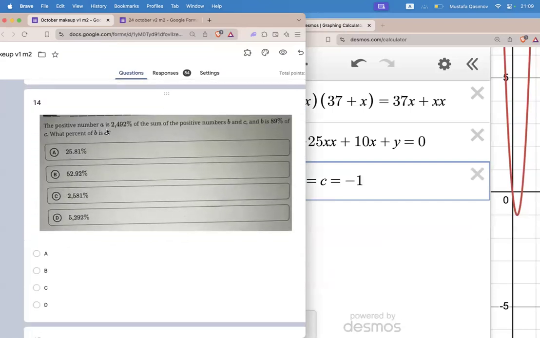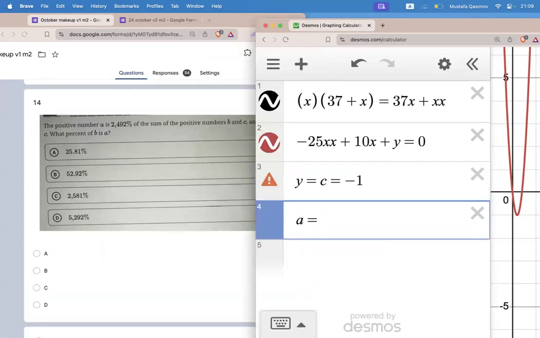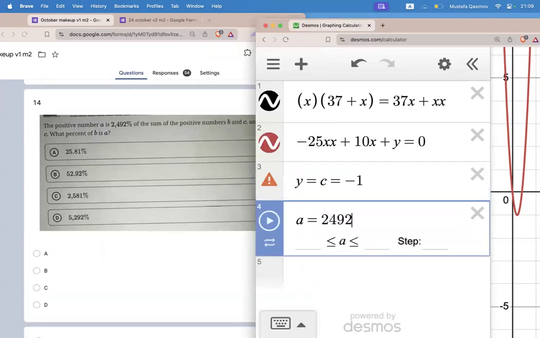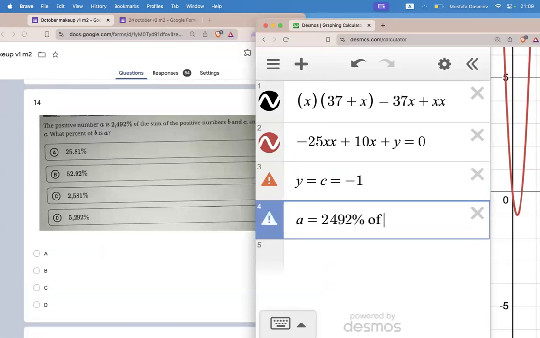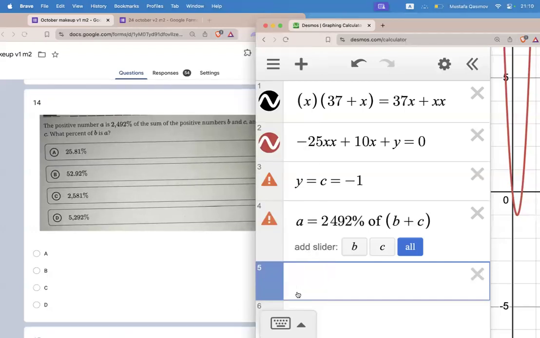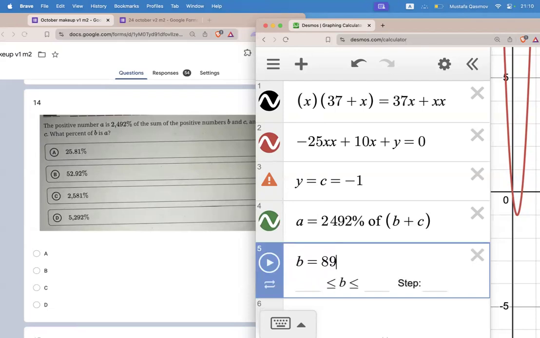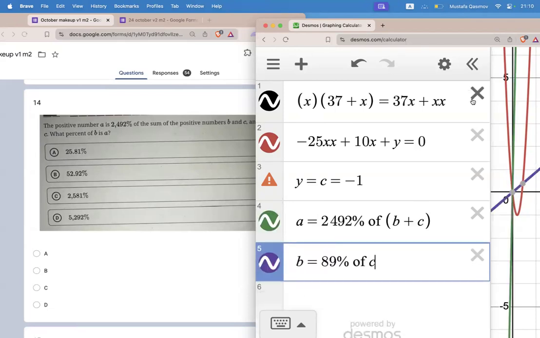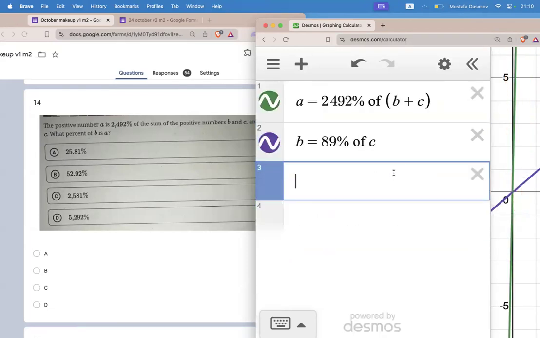14. The positive number A is equal to 2,492% of sum of B and C. Then say that B is equal to 89% of C. Then say that what percent, let's say it is X percent of B is equal to A. Then let's write B is equal to any number.